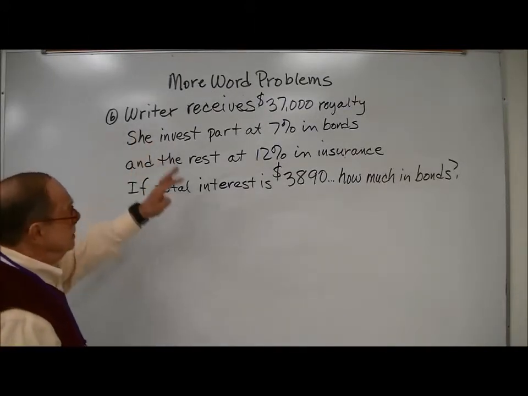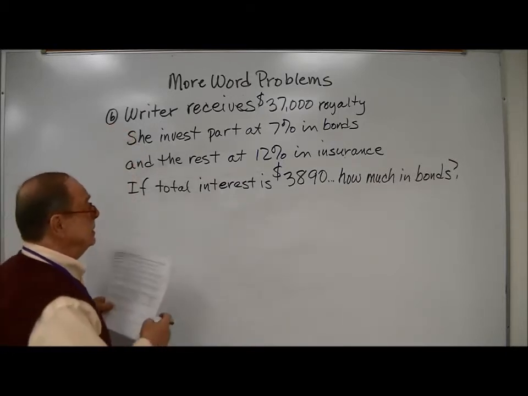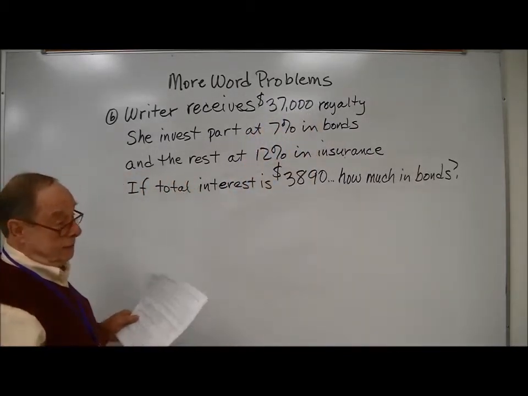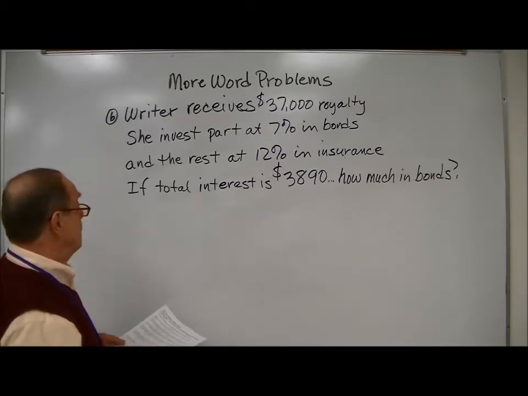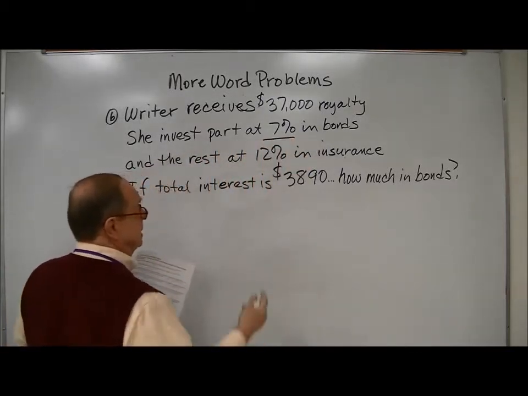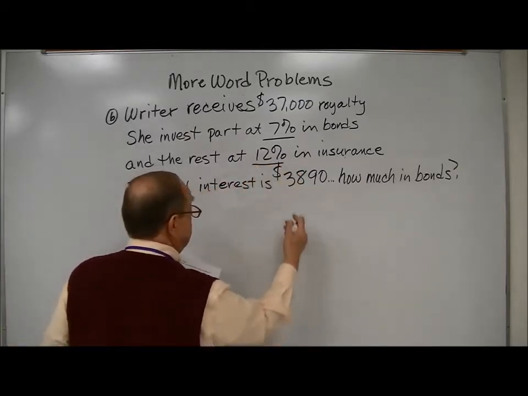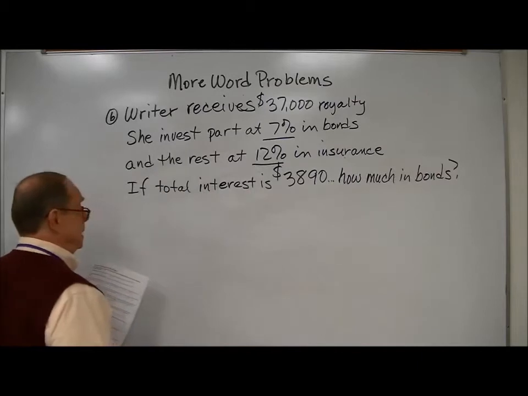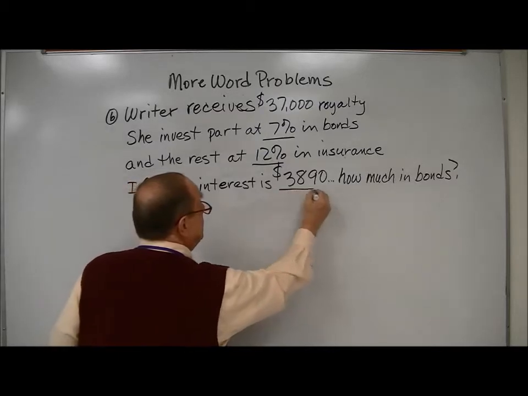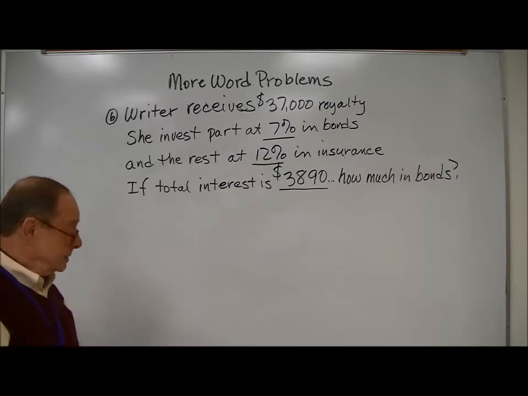Okay, this is another typical kind of problem where a person would receive this much money, $37,000 in royalty for, let's say, publishing a book. She invests part at 7% in bonds and the rest at 12% in insurance. Now, after a year, she has earned from these investments $3,890. How much did she invest in bonds?